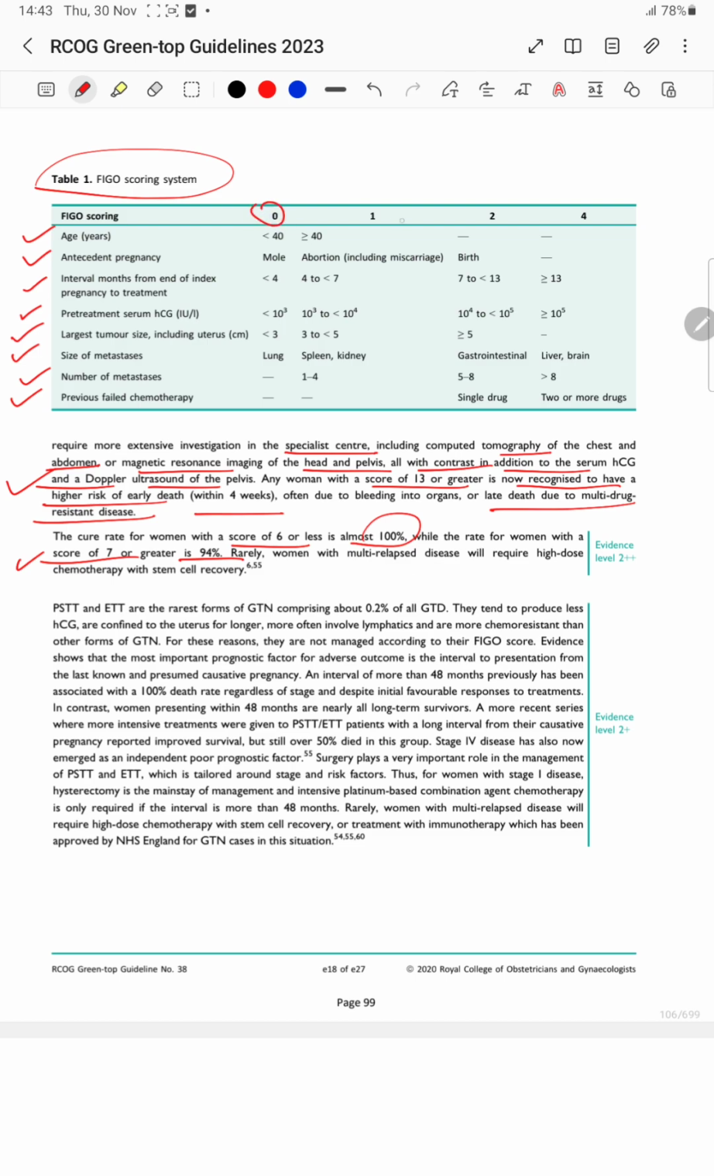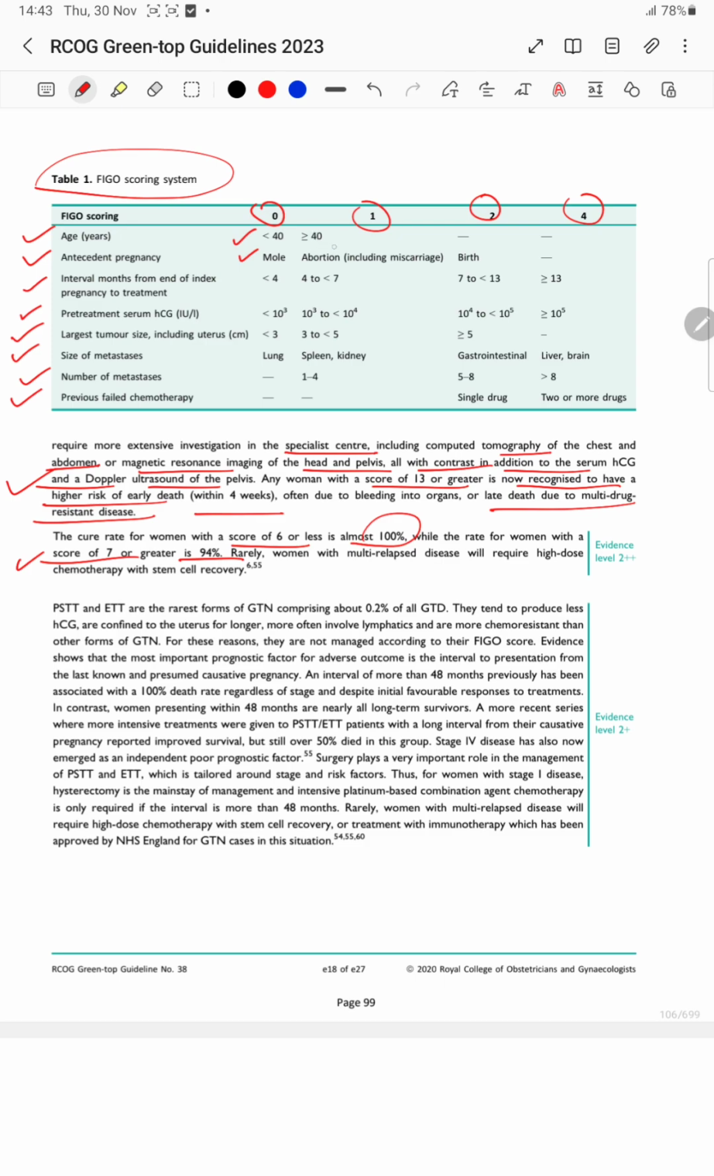The score is given from 0, 1, 2 and 4. The 0 score includes: age less than 40, antecedent pregnancy is a mole, interval in months from the end of the index pregnancy to treatment less than 4, pre-treatment serum HCG less than 10^3, largest tumor size including the uterus less than 3 centimeters, and the site of metastasis, number of metastases, and previous failed chemotherapy are all nil.